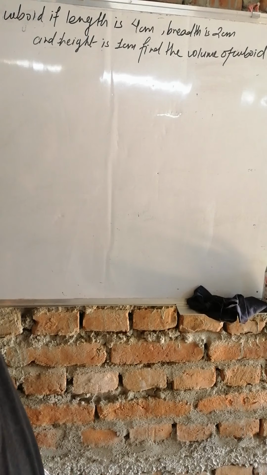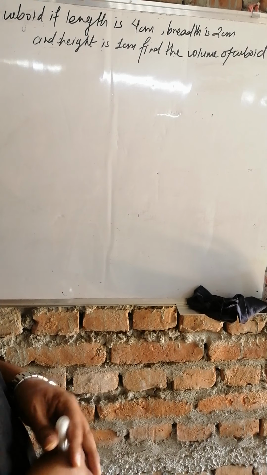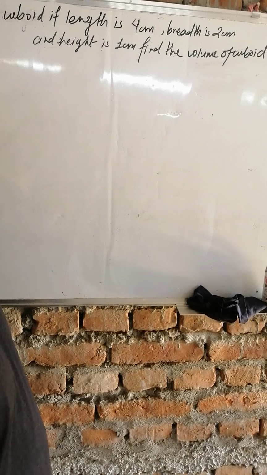Let's see example number one. We are reading the cuboid and the cube volume now. Today we are going to learn about the volume of cuboid and volume of cube, and how to find them.